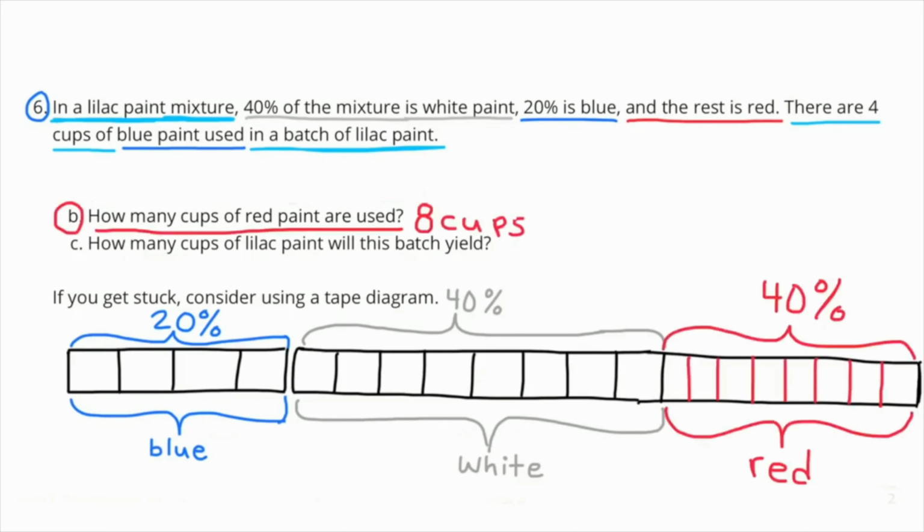B. How many cups of red paint are used? Well, the rest of it is red. So if there's 40% white and 20% blue, that's a total of 60%. So 100% of the batch minus 60%, or minus the blue paint and the white paint, is going to equal the red paint. So 100% minus 60% equals 40%. 40% would represent 8 cups, just like it did with the white paint.